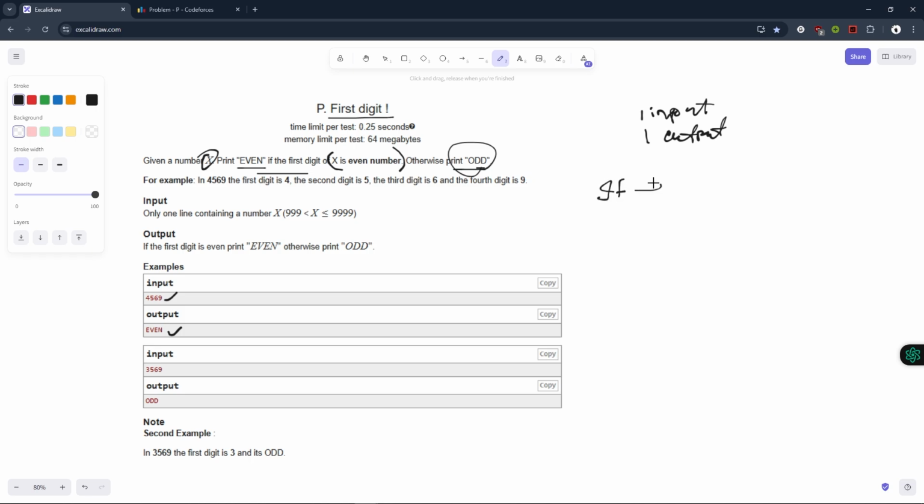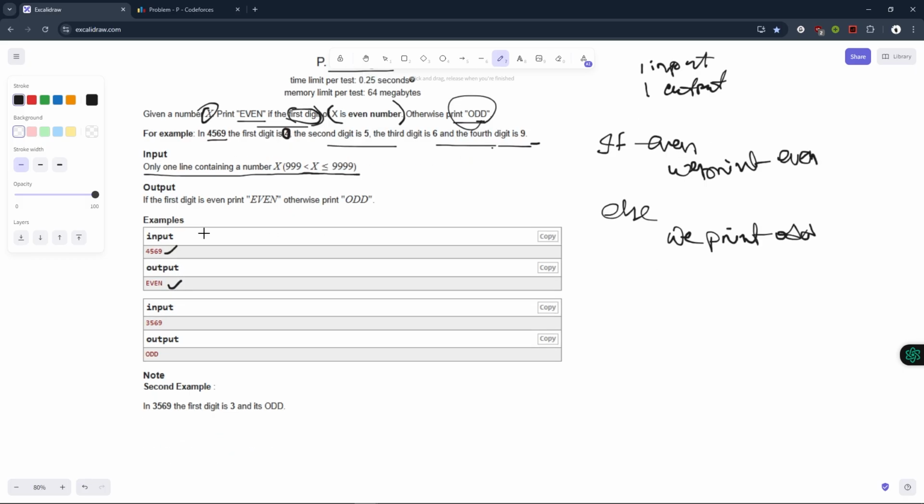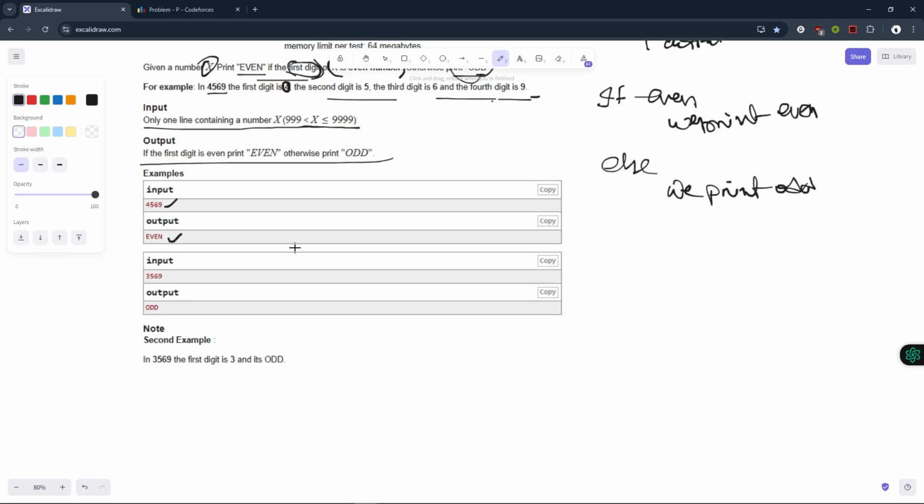So if even, we print even. Else, we print odd. Now, for example, this number 4569, the first digit of this number is 4, and the second digit, third digit, this doesn't matter since the first digit is what we are looking for. The only line containing number x, that's the input and that's the output.